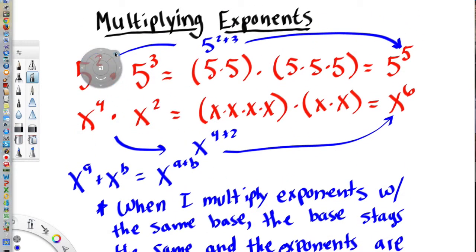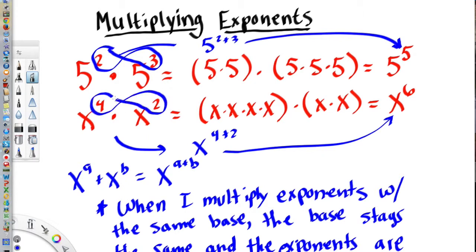Okay? 5 to the second power times 5 to the third power, I just added those exponents together to get 5 to the 5th power. X to the 4th power times x to the 2nd power is just x to the 4 plus 2 power, which is x to the 6th power. So here we have it. That's our rule, that's the pattern for multiplying.